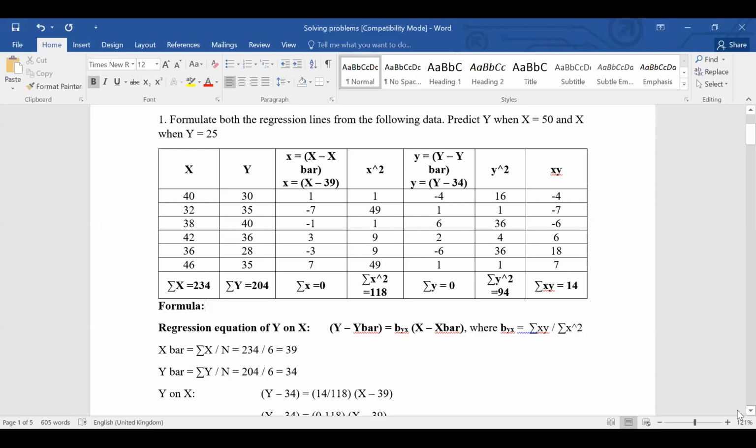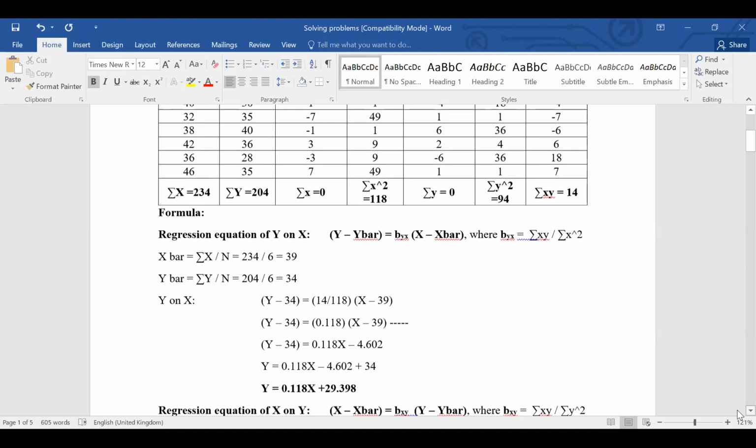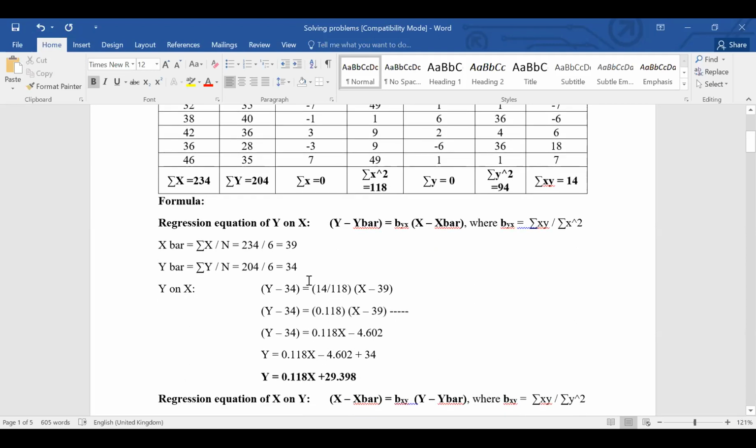Everyone has copied. So after finding out this table, you have to find out the regression equation y on x. This is the way you have to find out. And you have to find out x bar and y bar.